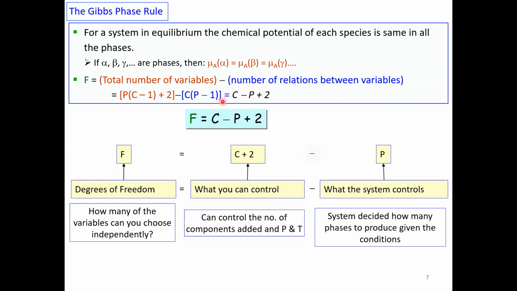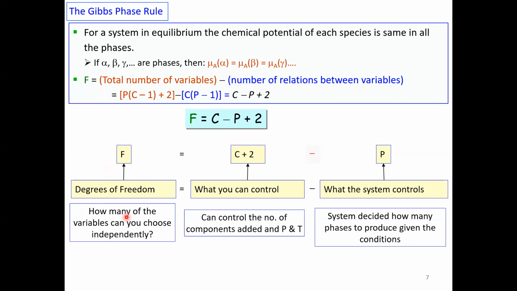So simple algebra will tell you this is the equation for the Gibbs phase rule. F is equal to C minus P plus 2. How do you better understand the Gibbs phase rule? This tells you how many variables you can choose independently. You can vary them in such a manner that no new phase is created or destroyed.